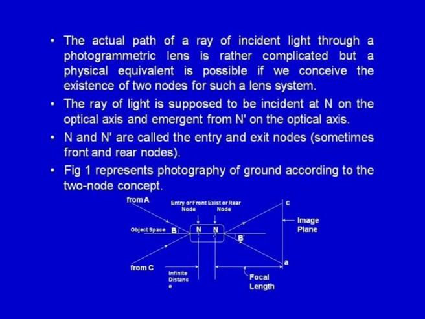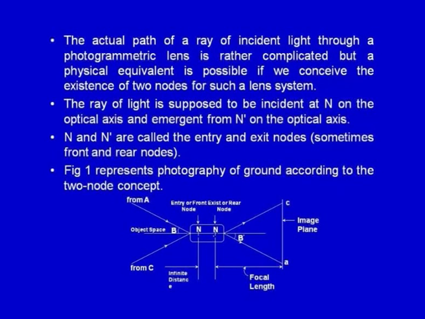Sometimes it is also referred to as the front and rear nodes. The figure below represents the photography of ground according to the two node concept. Here what we can see is that a ray of light from object A falls on the photogrammetric lens whose front node is represented by N. After reaching this point, the ray of light moves along a straight line connecting the front node to the exit node, that is N dash.